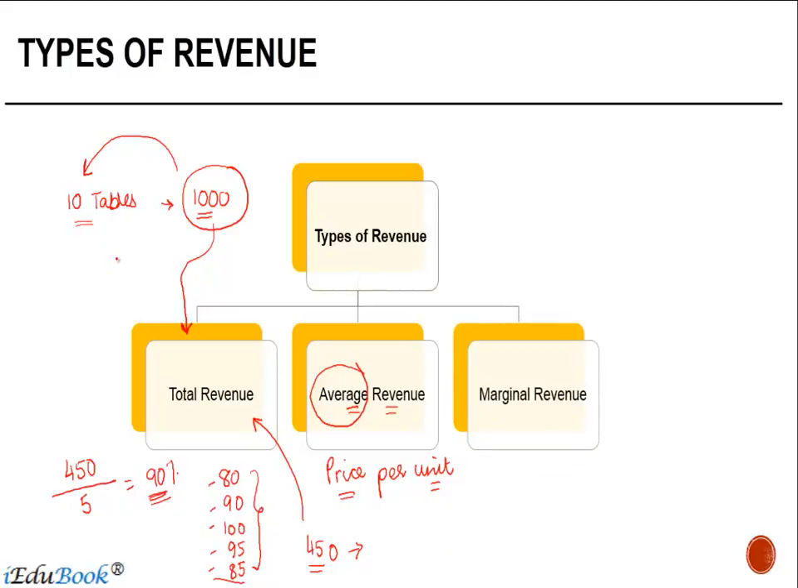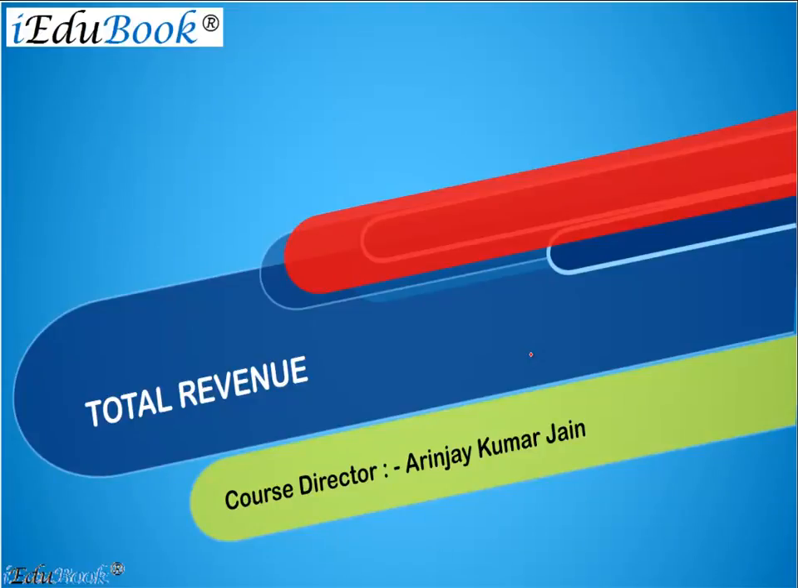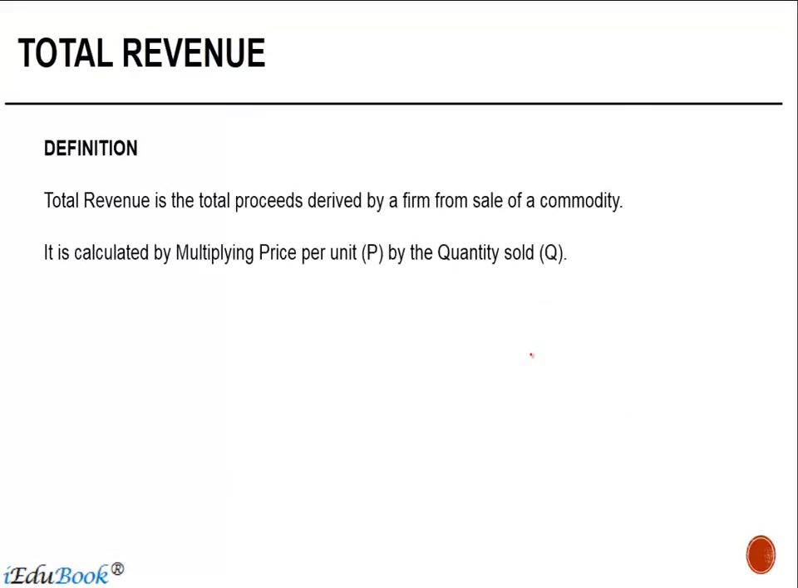And then it is marginal revenue. Now suppose from 10 tables you get 1000. If you sell 11 tables and what you receive is 1080, what is the increase in the revenue when one additional table was sold? It is 1080 less 1000, which is rupees 80. This is known as the marginal revenue, or increase in the revenue obtained by selling one additional unit of commodity. Let's understand all of them in detail. The first one is total revenue.